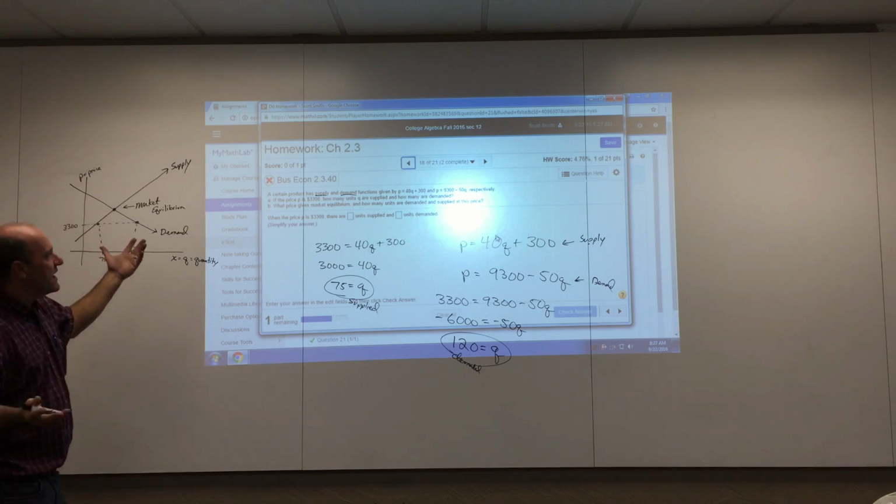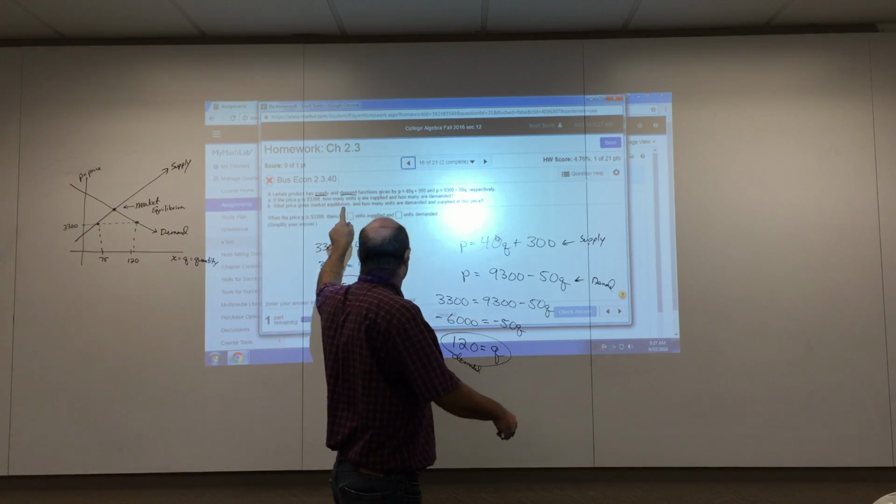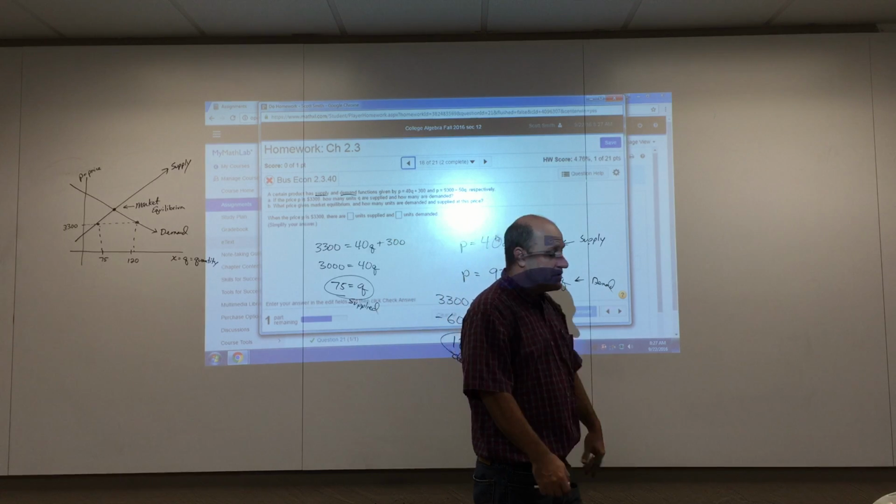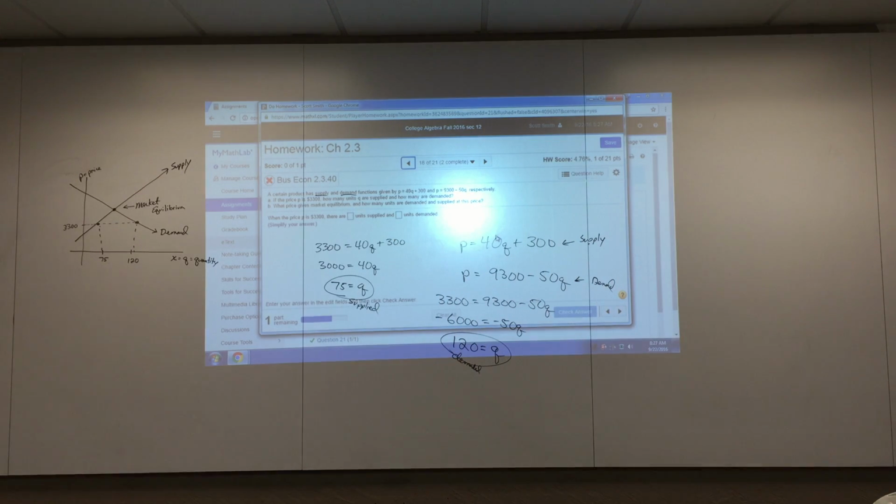So, we answered the question. When the price is 3,300, blank and blank, we get these two different numbers here. I'll type them in and see if I'm right. 75 are supplied, is that what we said? And 120 are demanded. Cool.